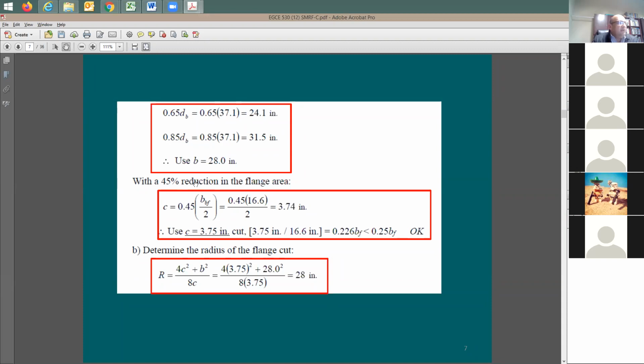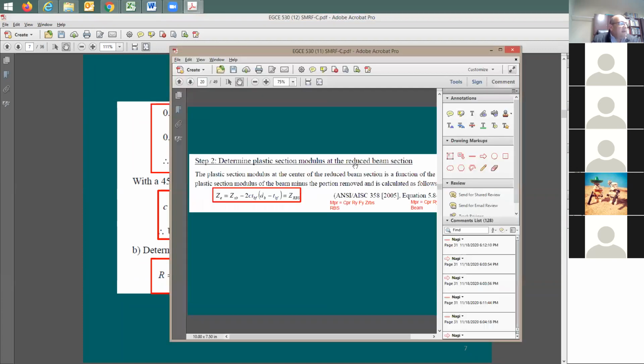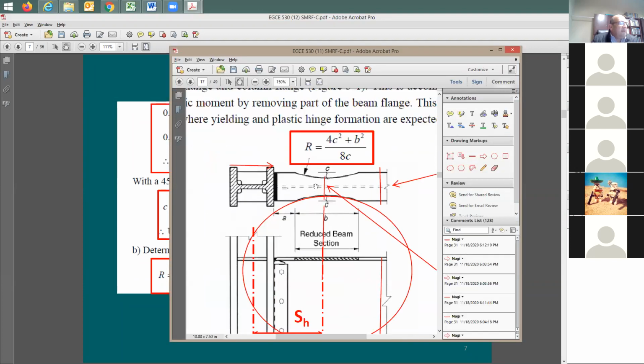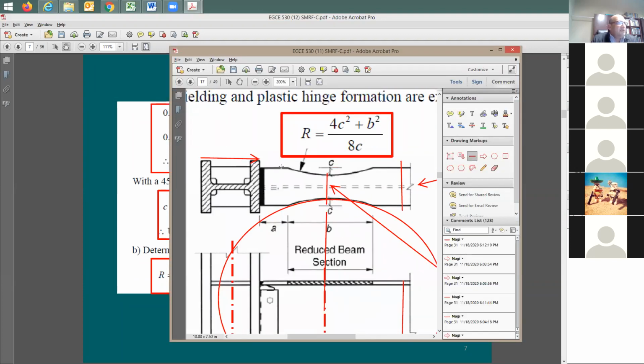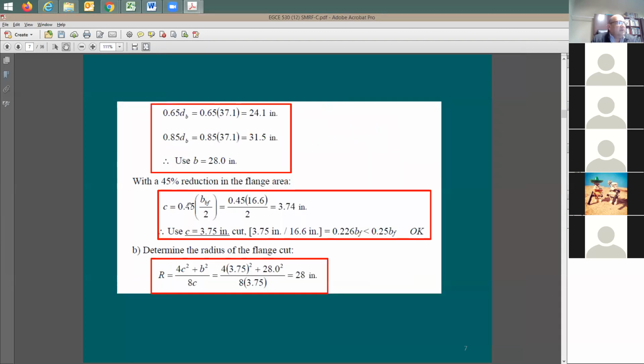So as I said, if you reduce it 45%, now take the flange thickness. Here's the width of the beam. Take half of it. You see, here's half of it, right? And then take 45% of this length. It's going to give you the C value. It's going to be 3.74. So you're going to be very close to 45%. So you're going to go here to 3.75 inches. Here's going to be the cut, which is going to be okay.